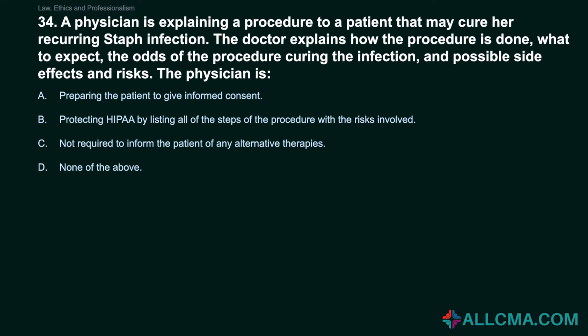B. Protecting HIPAA by listing all of the steps of the procedure with the risks involved. C. Not required to inform the patient of any alternative therapies. D. None of the above. Correct answer: A. Preparing the patient to give informed consent.